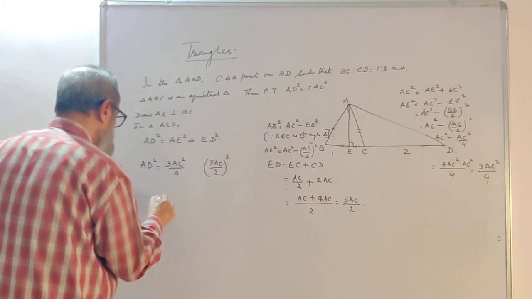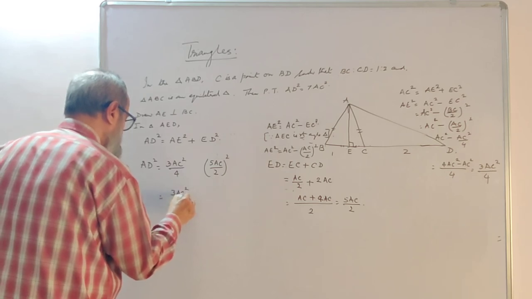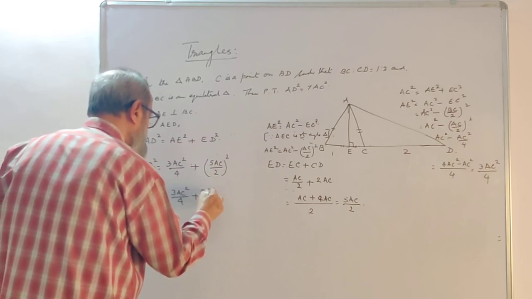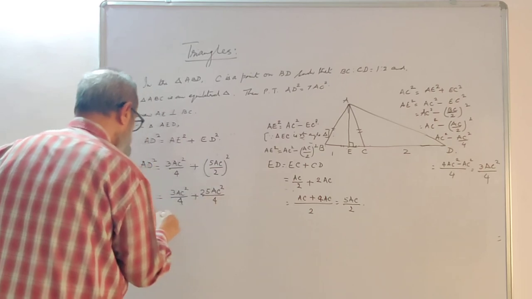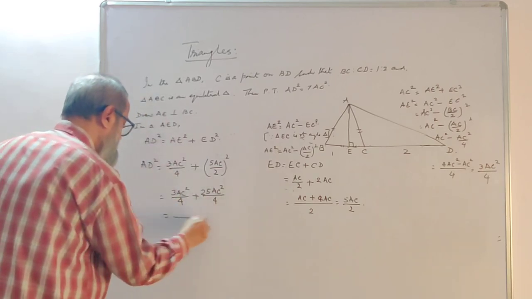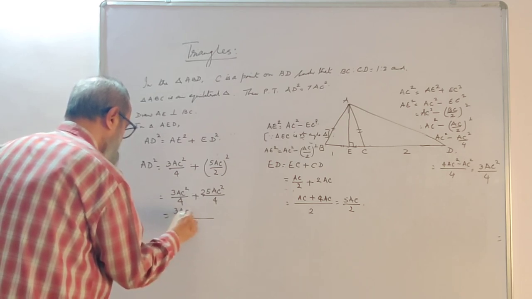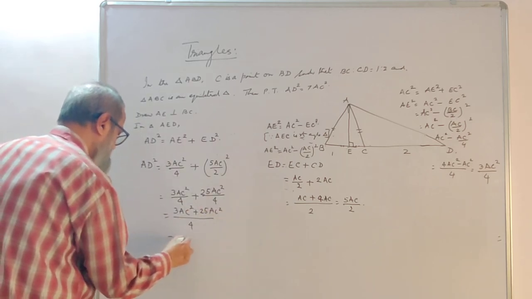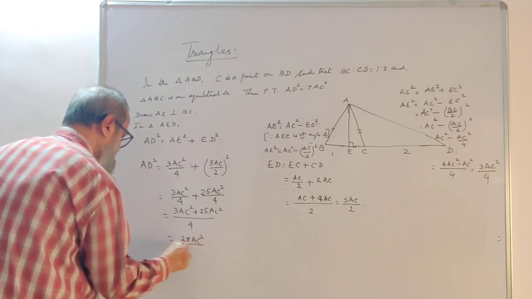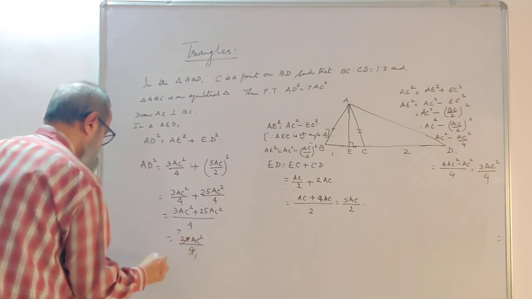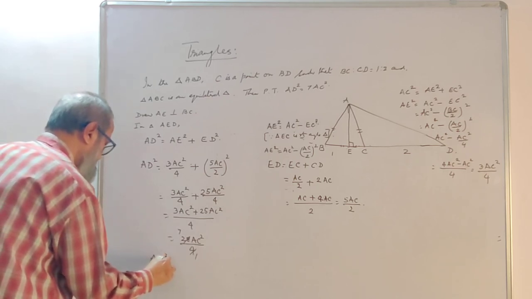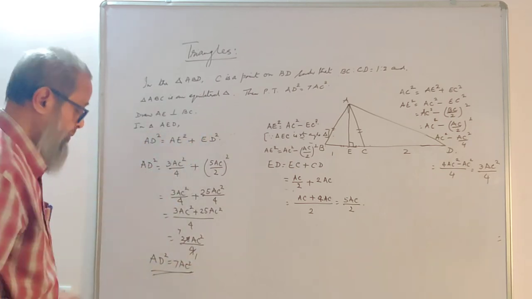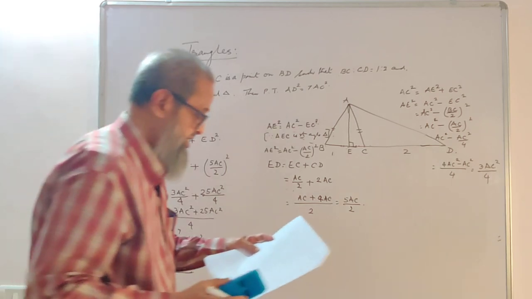Now this will be 3 AC square by 4 plus 25 AC square by 4. So that will be, 4 is the LCM here, 3 AC square plus 25 AC square. That is 3 plus 25 is 28 AC square divided by 4. 4 ones are 4, 4 sevens are 28. So AD square will be equal to 7 AC square. This is what he has asked us to prove, and we have proved that. AD square is equal to 7 AC square.